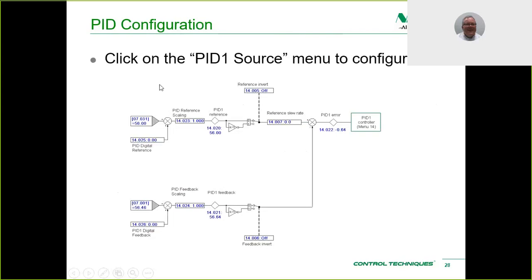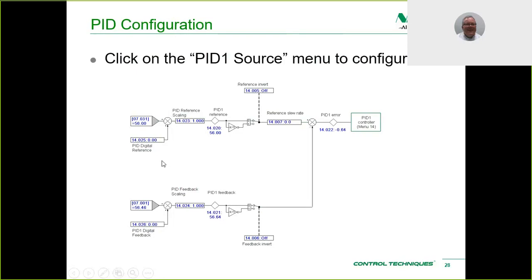So here is what happens when you click on PID 1 source. And again, I'm using an M200. You're going to see two of those if you have an M600 or 700. But here's what you see inside. Now, inside of here, I have my set point. Here's my reference over here. Now, this is where I can set my reference.